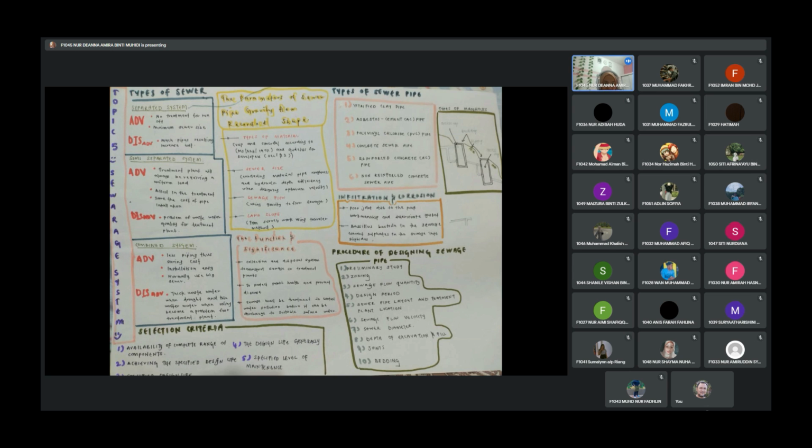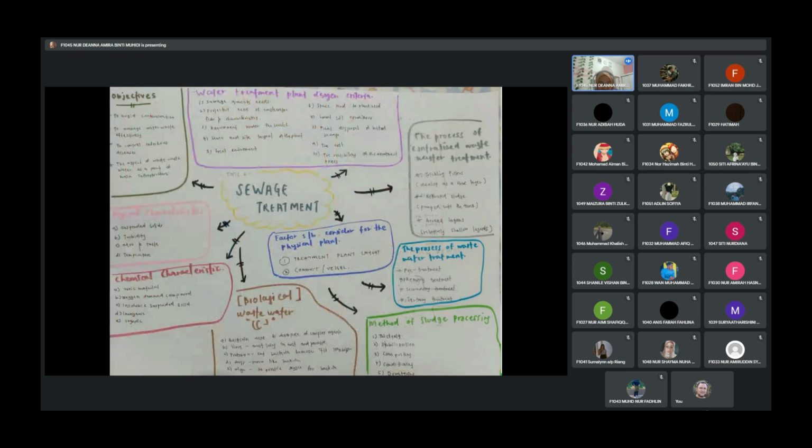The last topic is sewage treatment. In this topic there are objectives and three criteria: physical, chemical and biological. There are water treatment plant design criteria, and factors considered for the physical plant. This topic also covers the process of controlling wastewater treatment and the method of sludge processing. That's all, thank you.